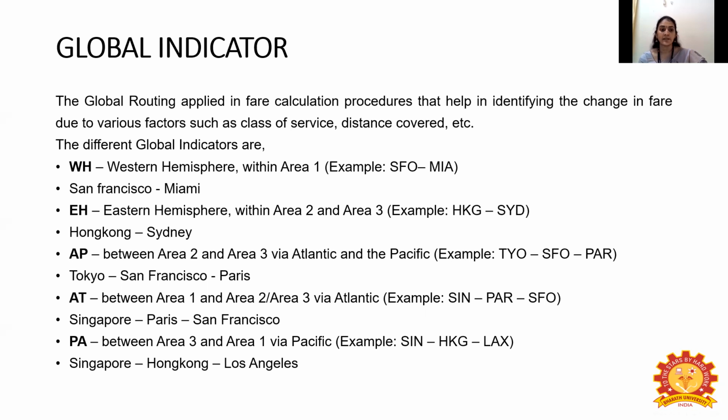Okay, an example is San Francisco to Miami. If I'm traveling from San Francisco to Miami, I have gone through the indicator of Western Hemisphere. The next example is Eastern Hemisphere, EH, between area 2 and area 3. Area 2 is nothing but Europe and African countries. And area 3 is India, Australia, and China. All these come into area 3.